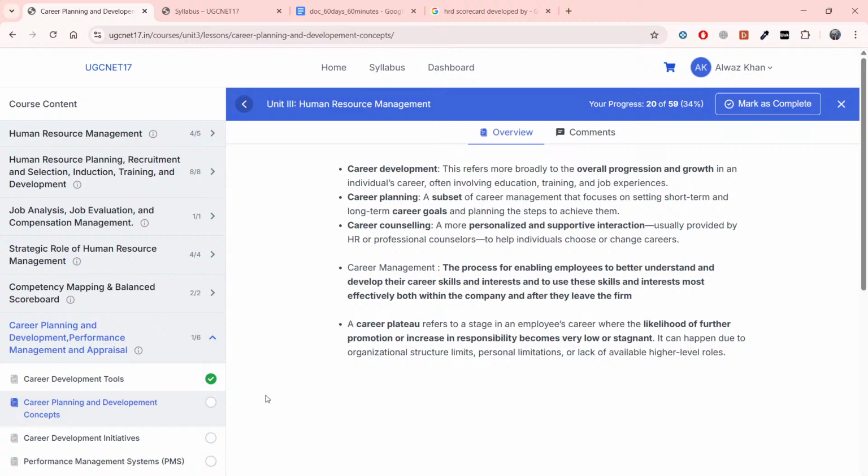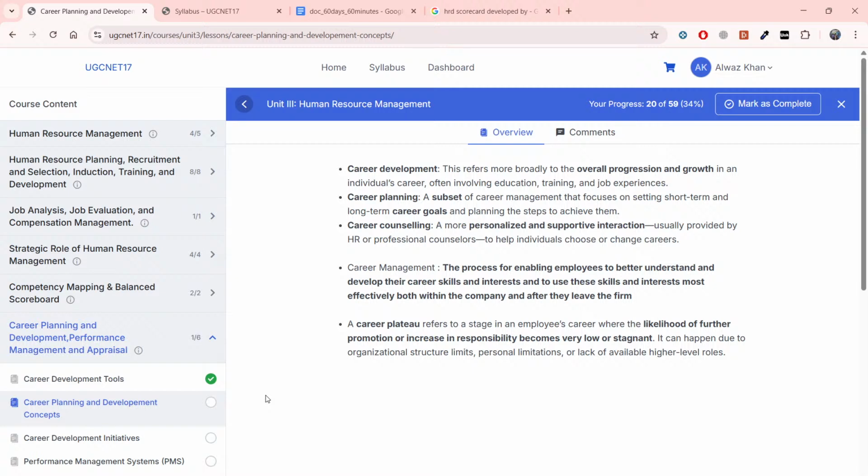Career planning and development concepts. Career development refers more broadly to the overall progress and growth in an individual's career, often involving education, training, and job experiences. Career planning, a subset of career management, focuses on setting short-term and long-term career goals and planning the steps to achieve them. What is career management? The process for enabling employees to better understand and develop their career skills and interests, and to use these skills and interests most effectively both within the company and after they leave the firm.